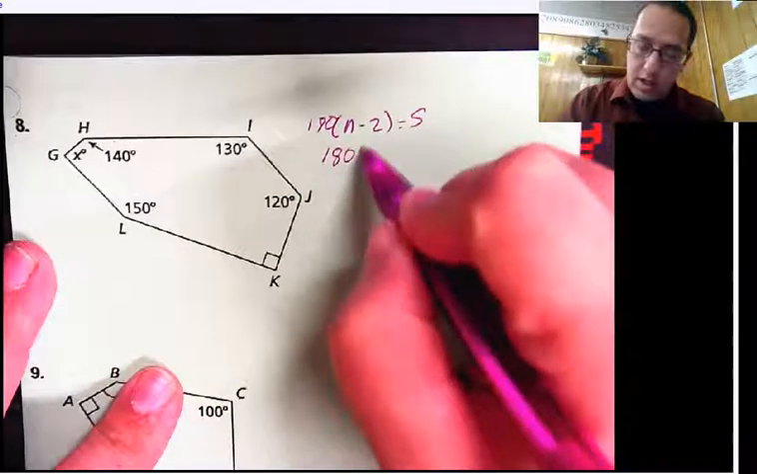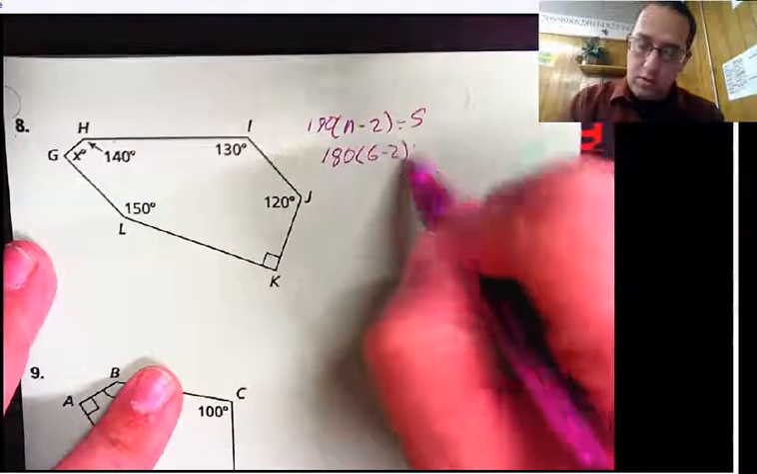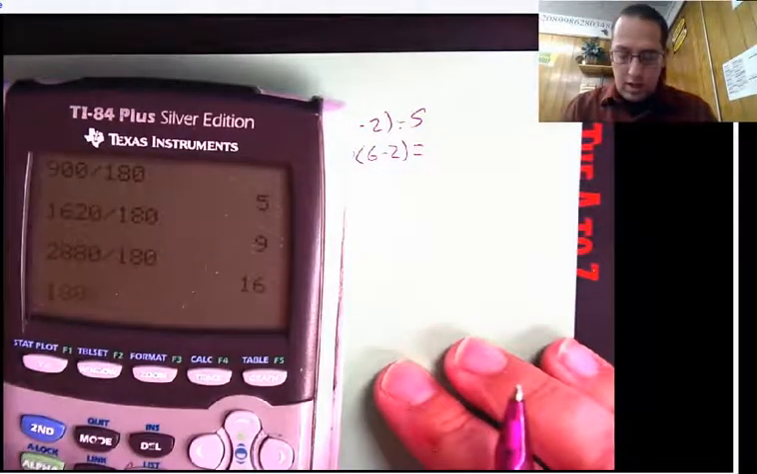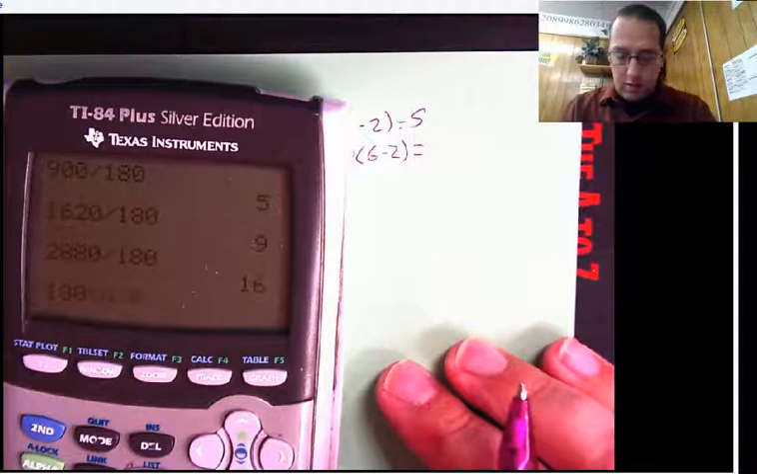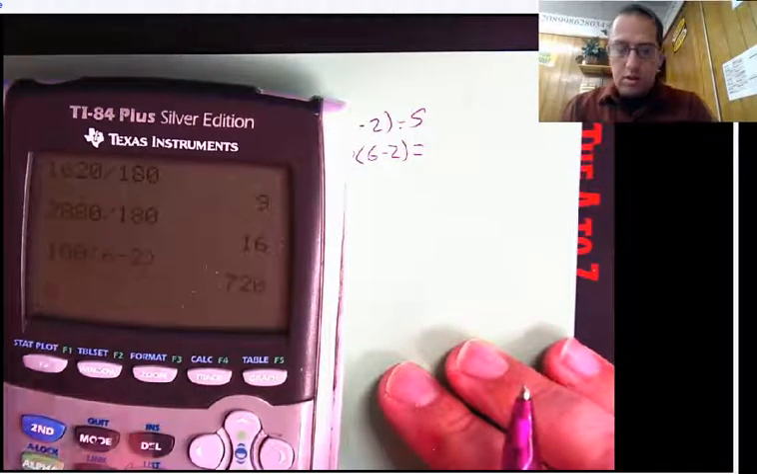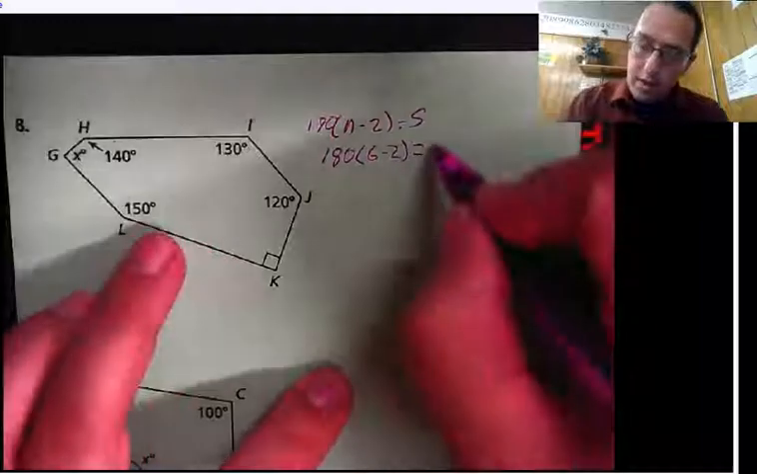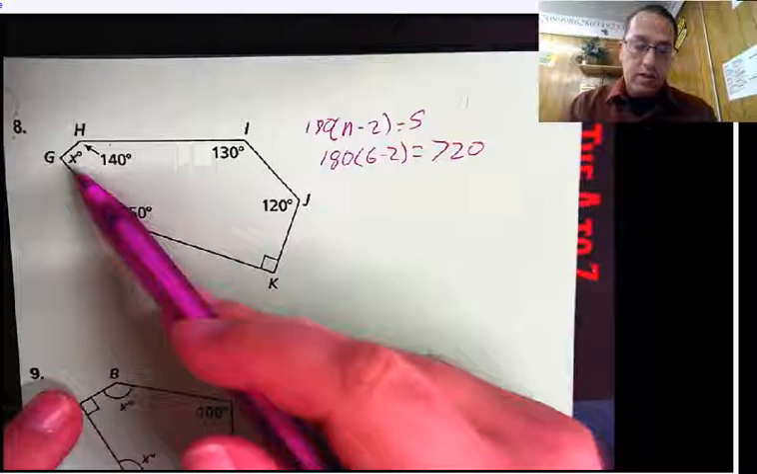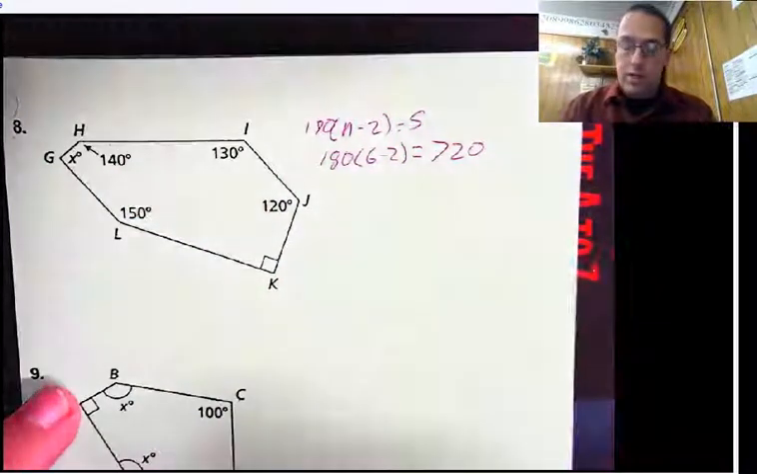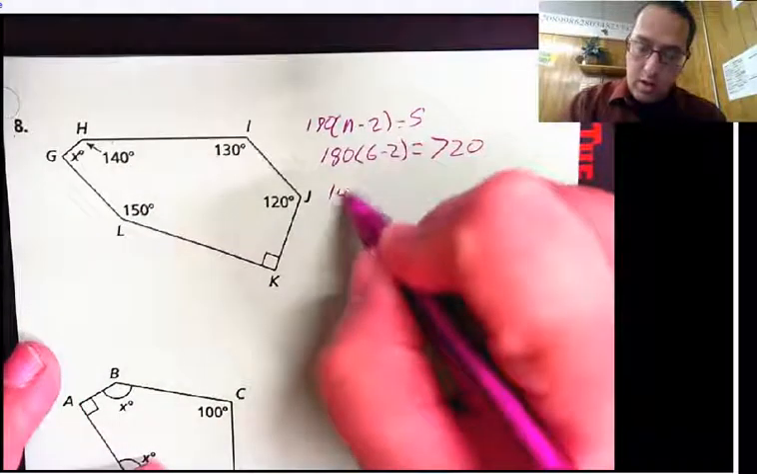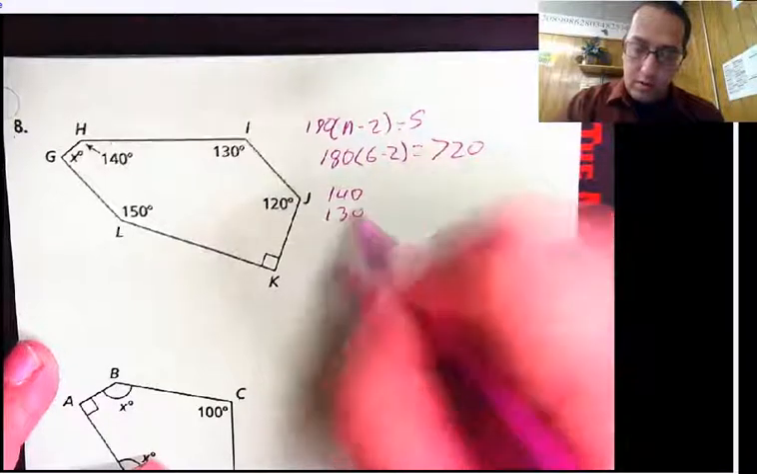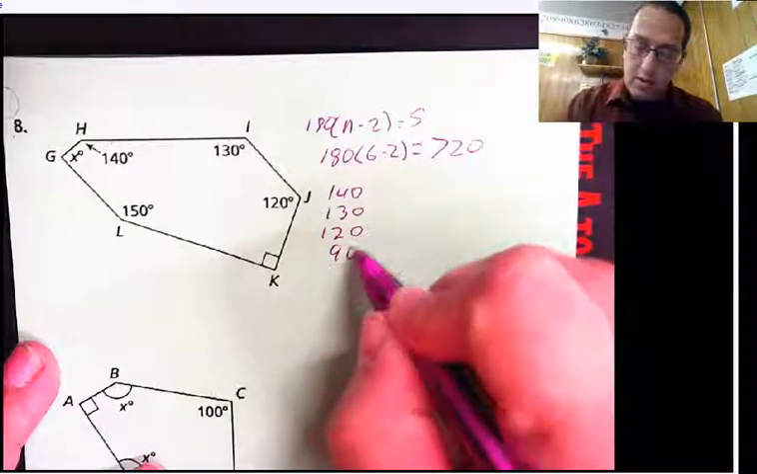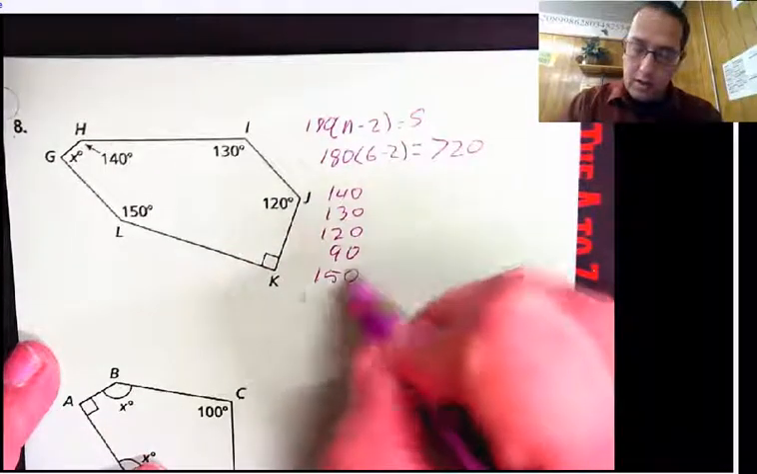So 180 times 6 minus 2 equals, let's see, 180 times 6 minus 2, 720. 720. And we're going to do the same thing. We're missing 1. We're going to add the other ones up and subtract it from 720. So 140, 130, 120. What's that one? There's no number. Yeah, that's 90. It's the right angle. And 150.